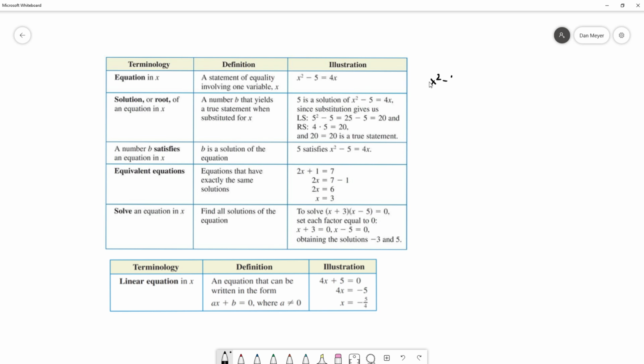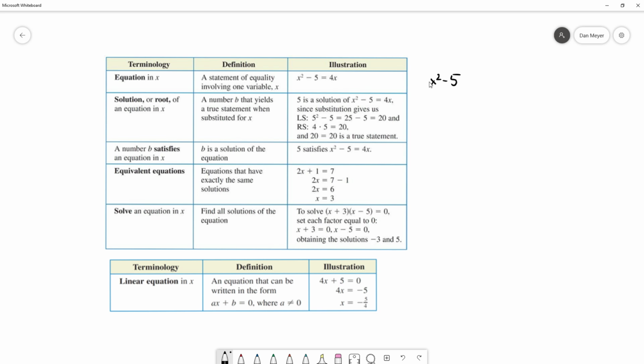The x squared minus 5, that's not an equation, that's an expression. We call that an algebraic expression. There are other terms that we could use for x squared minus 5, but equation is not one of them. It's not an equation because it doesn't have an equal sign. Same thing for the 4x. The 4x I would call an expression or a term.